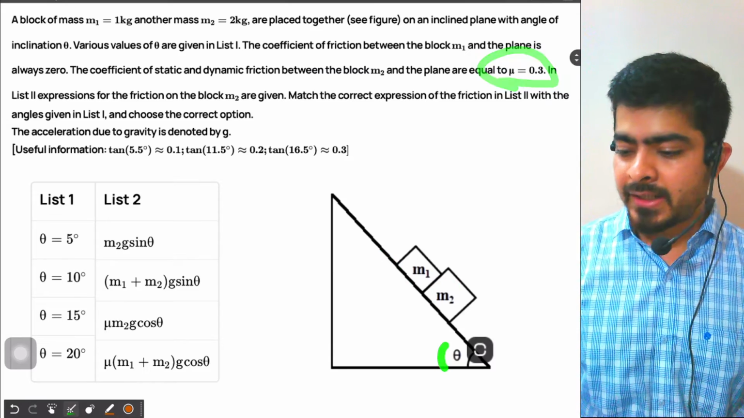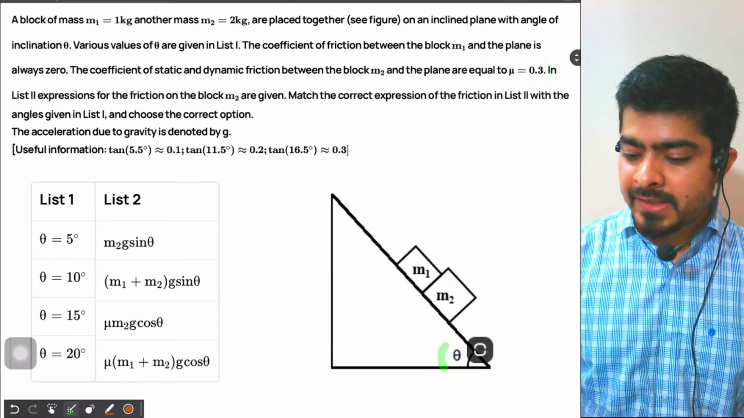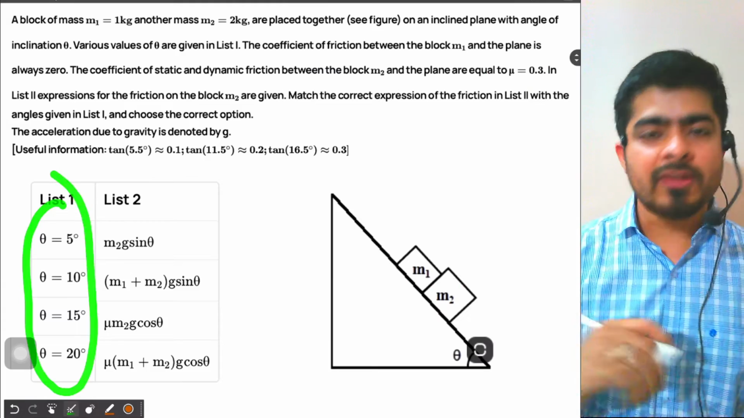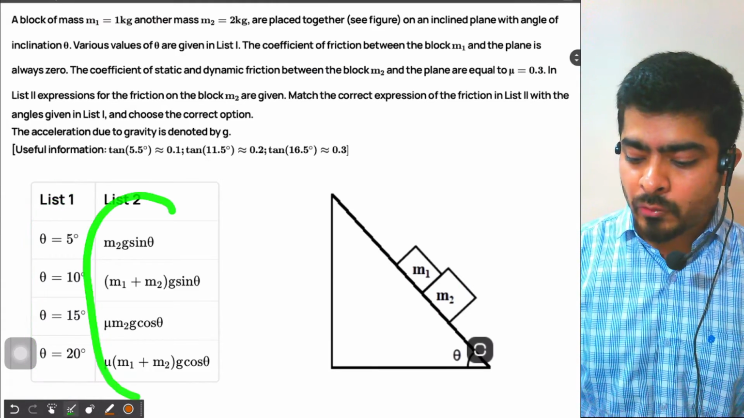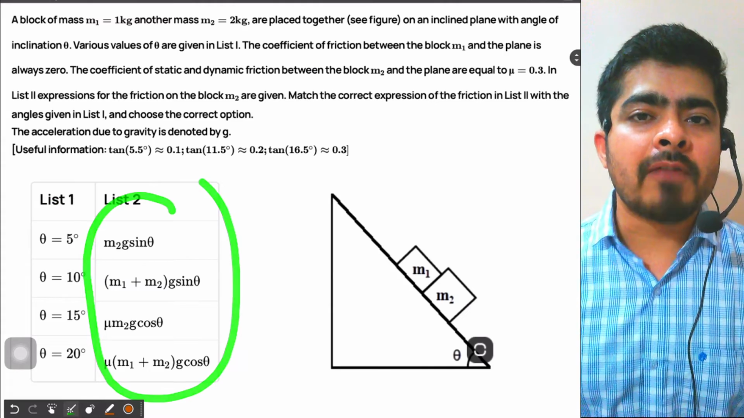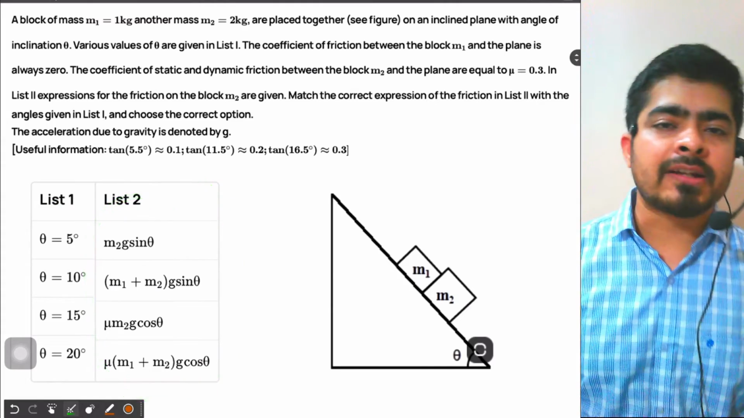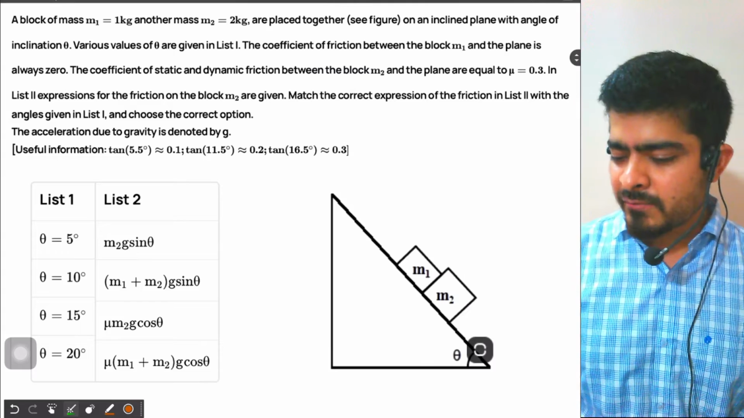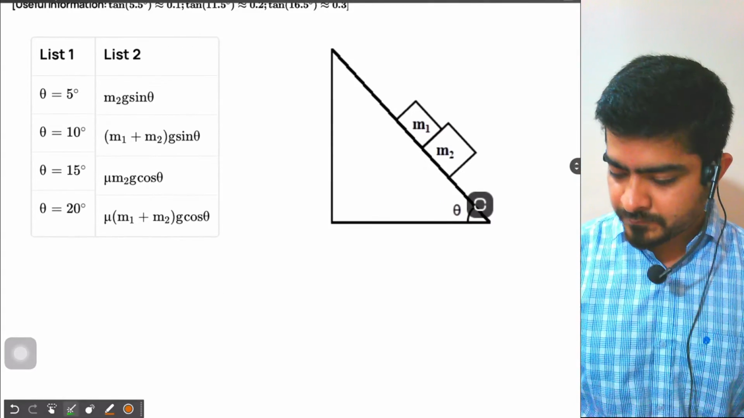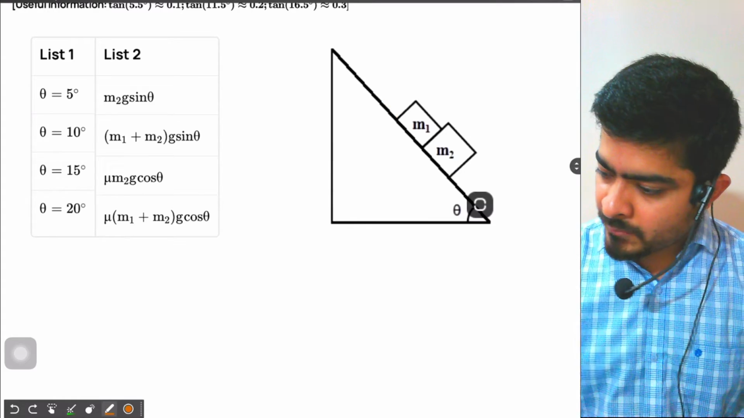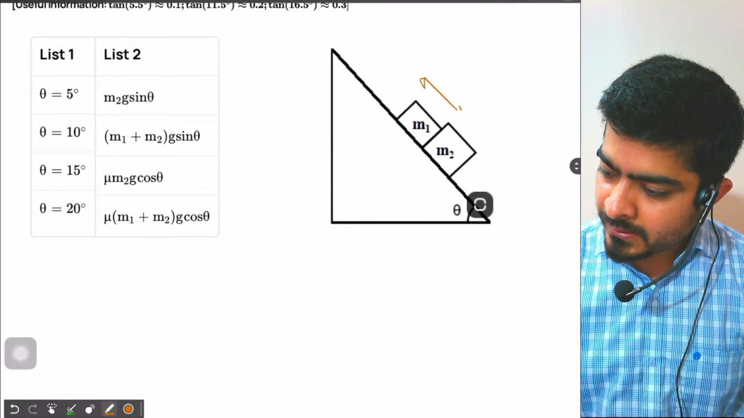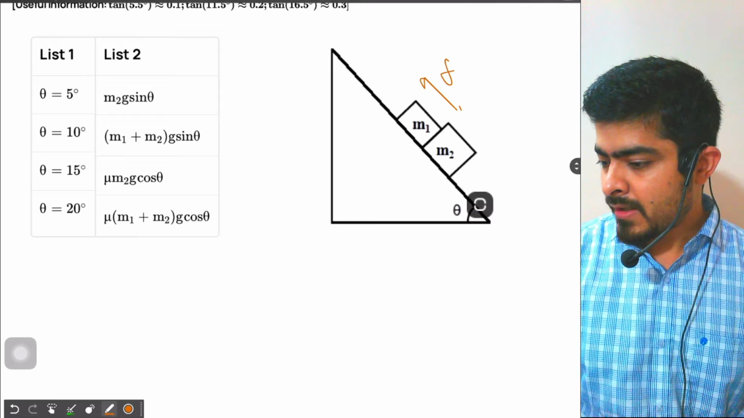This angle is theta. Okay, now they are saying that in List 1 some values of the angle theta are given, and corresponding to them we have to match the value of friction acting on the block m2. The question is very easy, pay attention. See, friction will be acting on m2 in this direction, right? This is your value of friction.